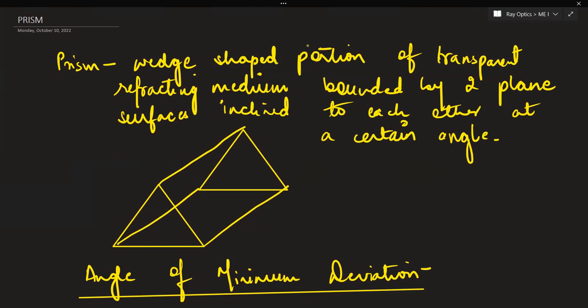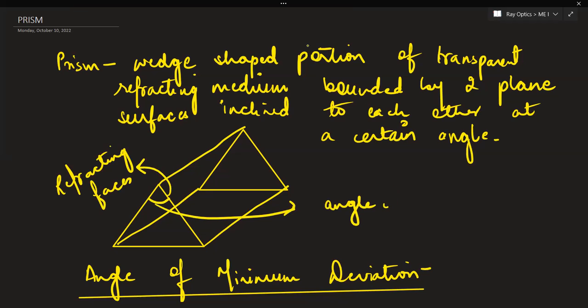Wedge is basically where you support mainly things. Like you support a knife in your 11th standard in laws of motion also, wedge you have been using. So prisms are basically wedge-shaped portions of transparent refractive medium bounded by two plane surfaces. So these are the refracting surfaces. This is the refracting edge. This part that you see, this is the refracting face. We'll be focusing on the inclination of these. And the angle that is bounded by both these refracting planes is known as angle of prism.